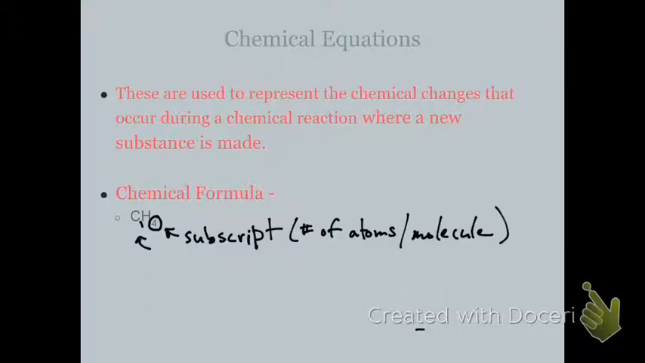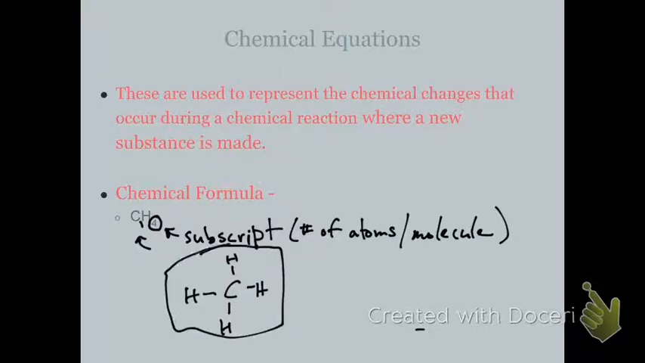So in this case, CH4 is what we call methane. And so one molecule of CH4 actually looks like this, where there's 1 carbon and 4 hydrogens around, right? So this is 1 molecule of CH4. We know there's 1 because there's no number in front, which we call the coefficient. So this tells you the number of molecules. That's a coefficient. And then there's a subscript.